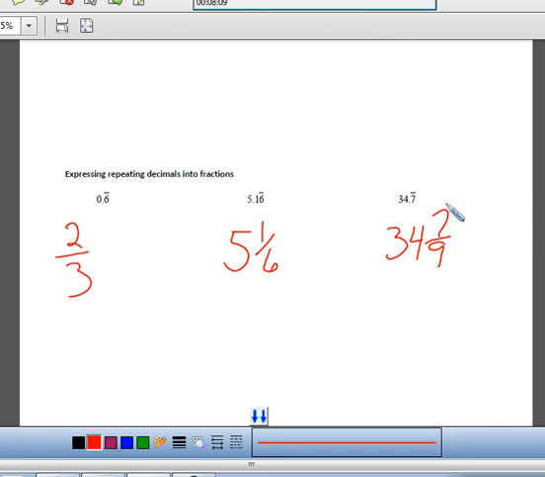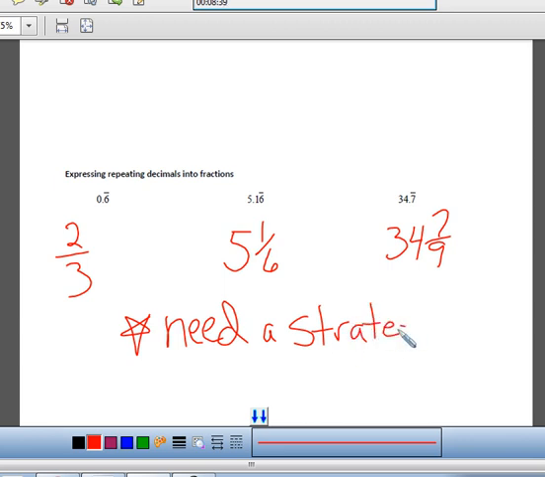Well, I am a master of fractions, and I know what some of my common repeating decimals are. You may not be. So, if you don't know how to do this, we need a strategy. And I am going to show you one on the next page. Need a strategy. I hope I spelled that right. We're going to use algebra to help us figure this out.